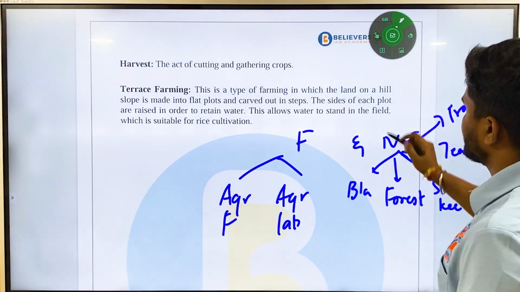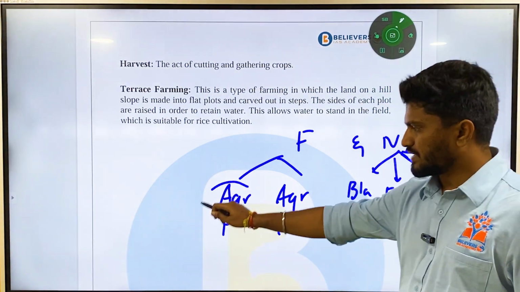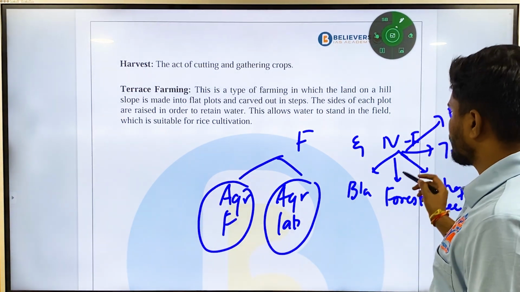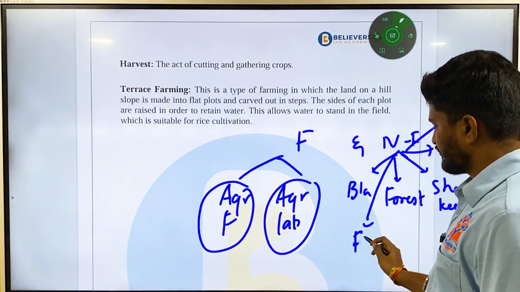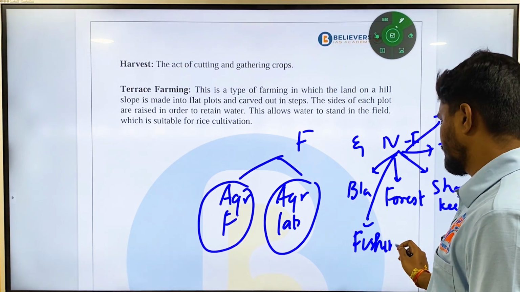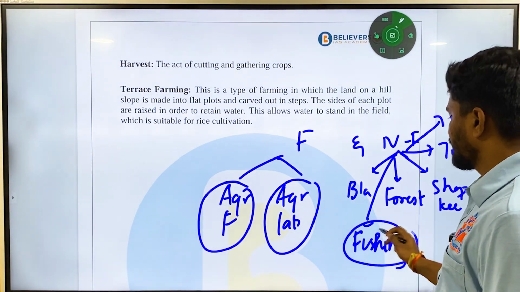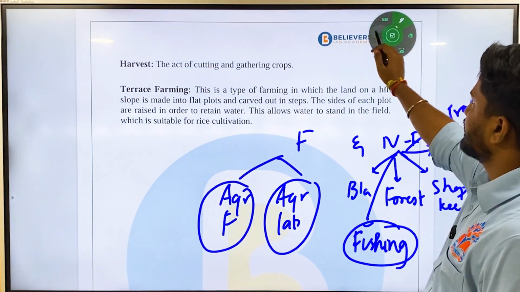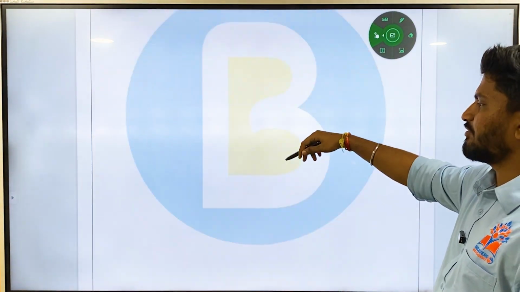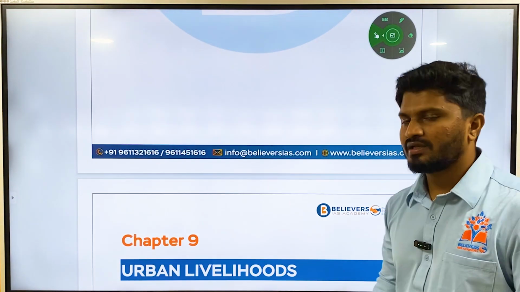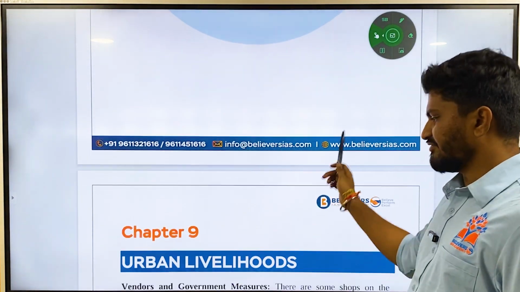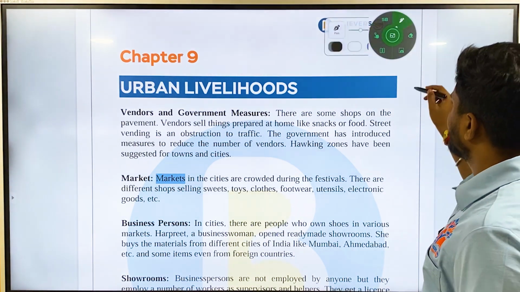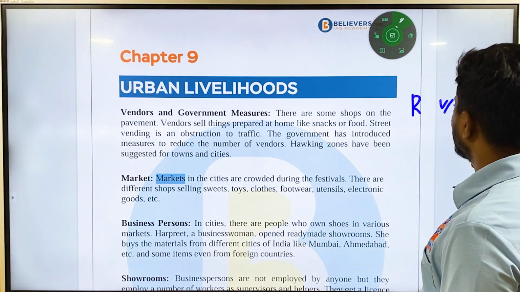So this is the summary, and they have also talked about issues related to agricultural farmers and issues related to agricultural laborers, and they also talked about fishing. So these are all the issues which have been discussed in this chapter. Now we are going to move to urban livelihoods, and how livelihood differs between rural and urban areas. So what is the difference between rural and urban areas?